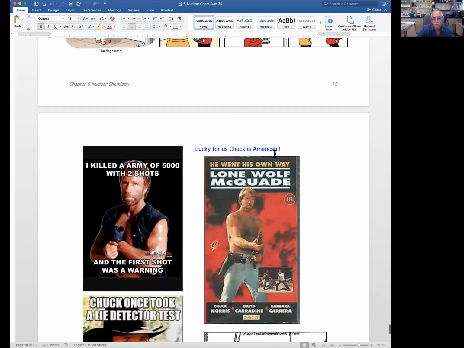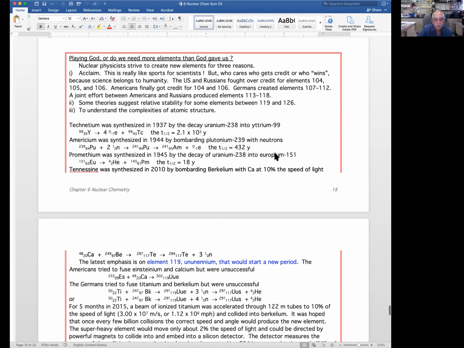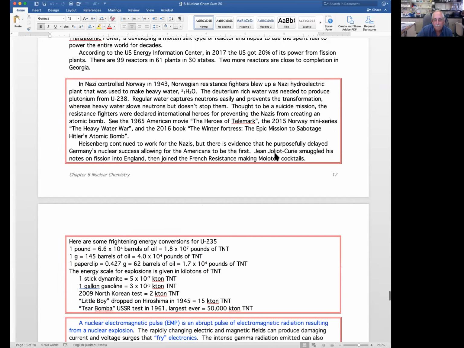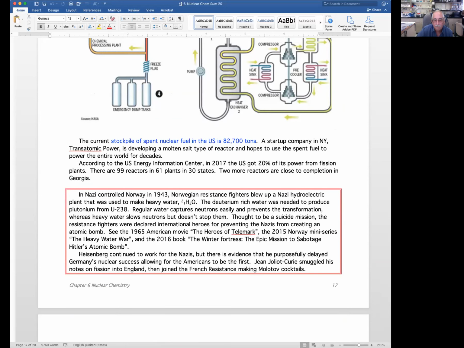So that concludes chapter 6. So any questions about anything in chapter 6? Was it a very fun chapter for you? It's interesting. Radiation and nuclear power.